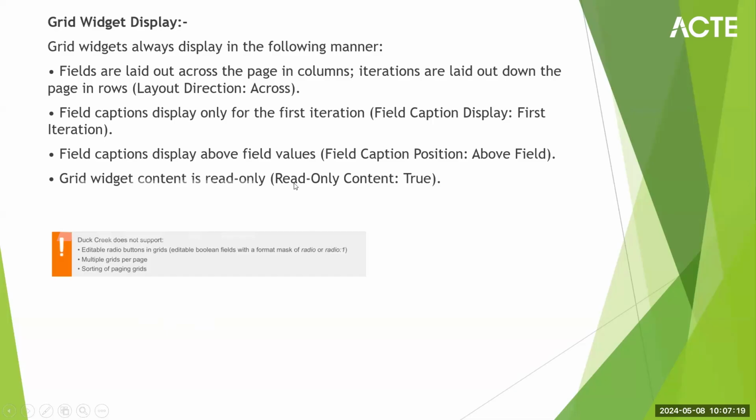Grid wizard content is read only content. So basically the user cannot edit this, it's a read only field. Doc does not support editable radio buttons in grids. I mean the radio buttons there will not be editable. Whatever we create in the grid wizards we are using, whether buttons or fields or anything, those will all be read only. You can have multiple grids per page as well, and sorting of paging grids.